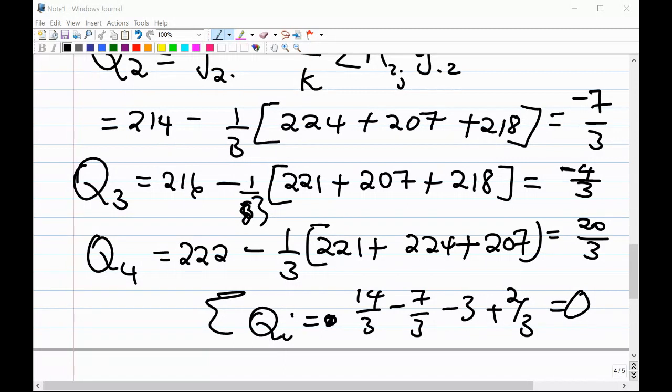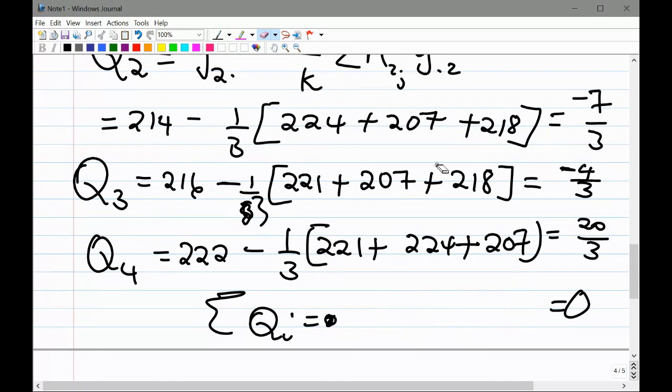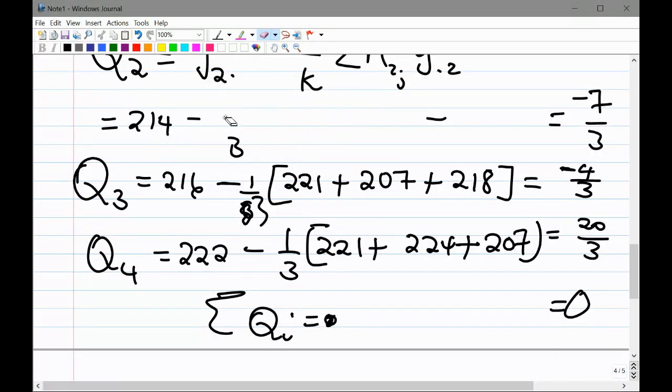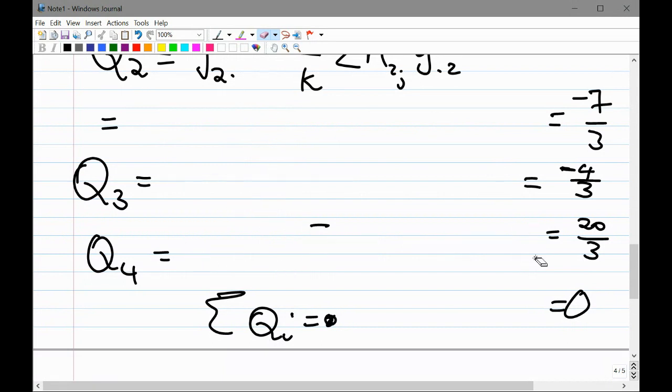So I'm using this information that is here. When you add this, you must get 0, right? Unless the numbers that I wrote there are the ones misleading you. But if you know the procedure, apply the correct procedure. Now you know how to find Q1, Q2, Q3. Use the formula. Q2, you'll get negative 7 over 3. Q3, negative 4 over 3. When you sum your Q's, you must get 0.